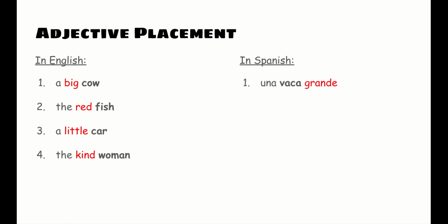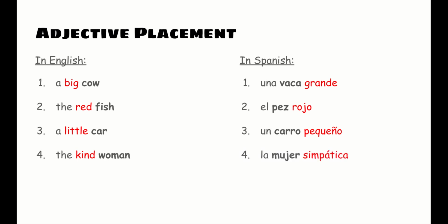So a big cow would be una vaca grande. Vaca is the noun and grande is the adjective. El pez rojo is the red fish. The adjective red, rojo, goes after the noun pez. A little car, un carro pequeño. The word pequeño, which means little, is the adjective and it goes after the noun carro. Finally, la mujer simpática, the kind woman. You put the adjective simpática after the noun mujer.